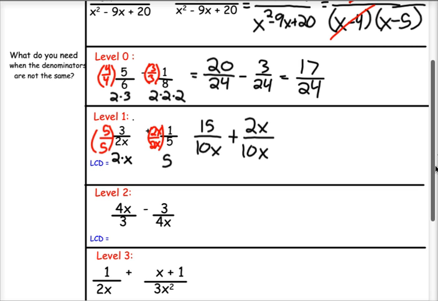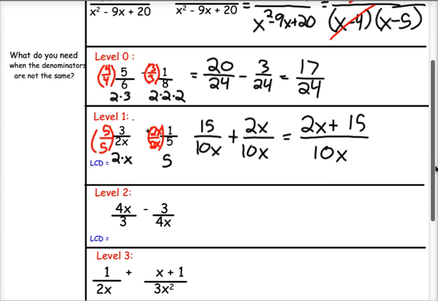So when I write this, now I'm going to put this in standard form. So instead of 15 plus 2x, I'm going to call it 2x plus 15. But then remember, now that we have that common denominator, that denominator stays the same. And so that is what we end up getting.